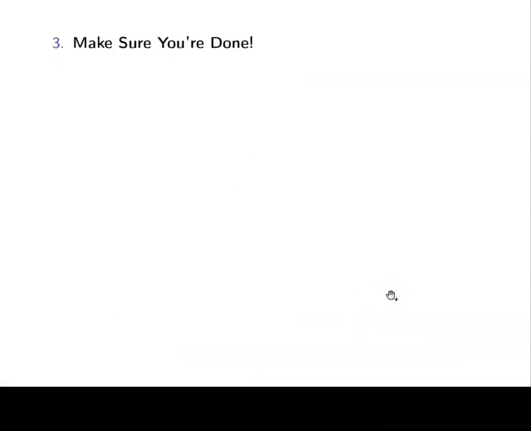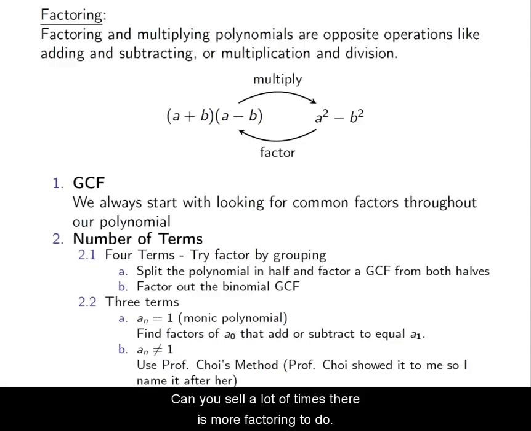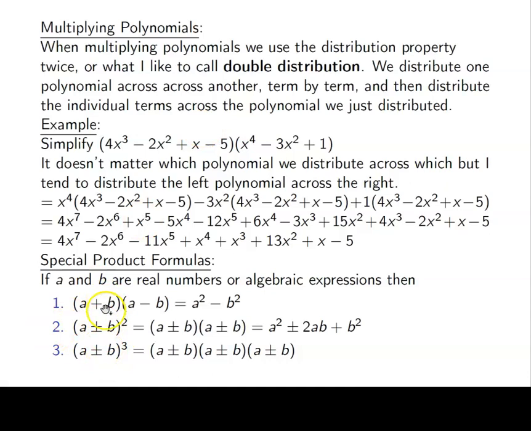Okay. The last step is to make sure that you are done. A lot of times there is more factoring to do. I should probably add in a 2.3 here. If there are two terms, and it's a special form, then you want to use one of these special form rules. For instance, if this would be the only two term that you can solve.